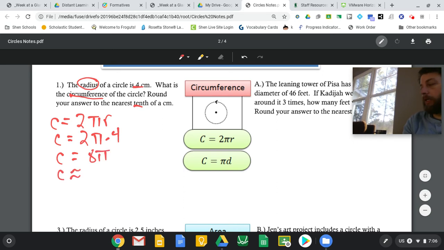8 times pi is approximately 25.1327. Then it says round to the nearest tenth. So C is about. Here is the tenths place value. So it's either going to be 25.1 or 25.2. And you can see this 3 right here tells me it's closer to 25.1. And we're talking distance, we're talking circumference. So therefore, we're talking centimeters because it's kind of like perimeter.